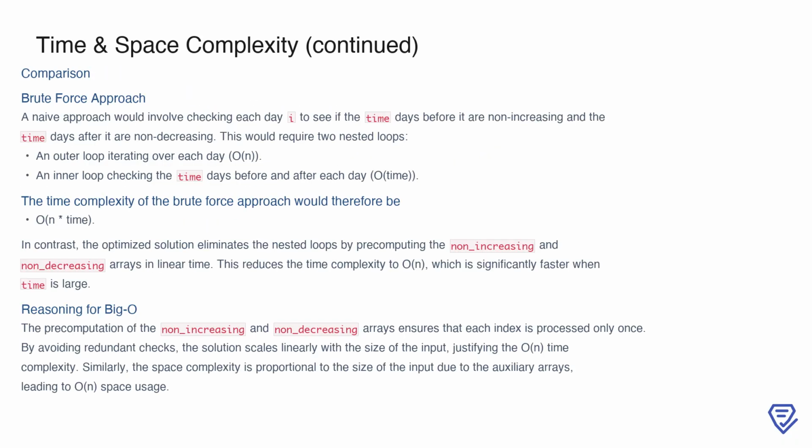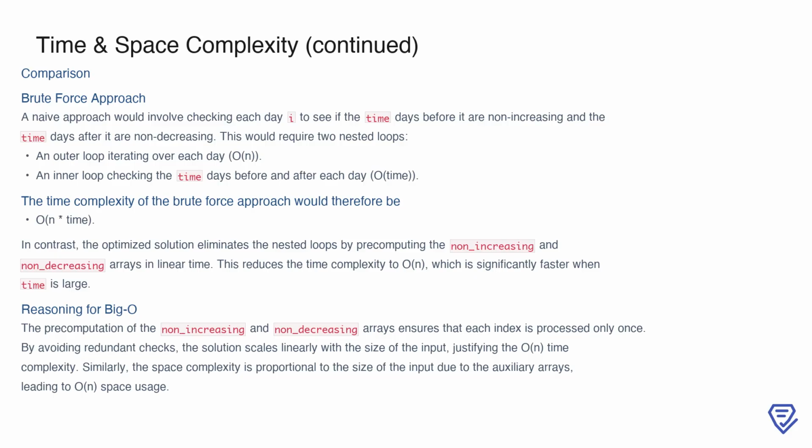To better understand the efficiency of this approach, let's compare it to a brute force method. In a naive approach, for each day in the security array, we would manually check the time days preceding it for a non-increasing trend and the time days following it for a non-decreasing trend. This would involve an outer loop iterating over each day, which is O(n), and an inner loop checking time days, which is O(time). As a result, the time complexity of the brute force approach would be O(n * time).